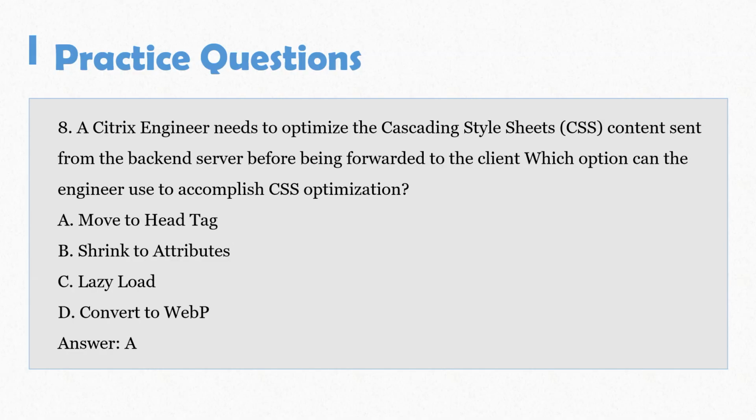8. A Citrix engineer needs to optimize the cascading style sheets (CSS) content sent from the backend server before being forwarded to the client. Which option can the engineer use to accomplish CSS optimization? A. Move to head tag. B. Shrink to attributes. C. Lazy load. D. Convert to WebP. Answer: A.